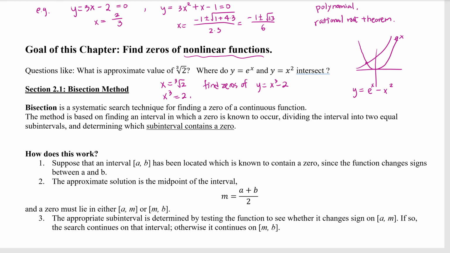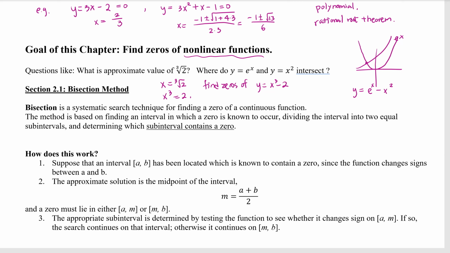Okay, so in this chapter we're going to talk about different methods to find zeros of a nonlinear function. The first method is the bisection method. Bisection is a systematic search technique for finding a zero of a continuous function. The method is based on finding an interval in which a zero is known to occur. Divide the interval into 2 equal subintervals and determine which subinterval contains the zero.